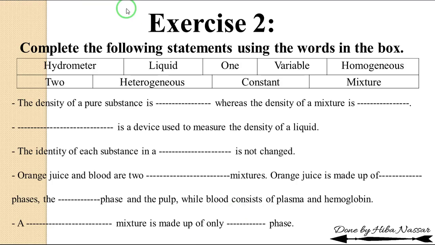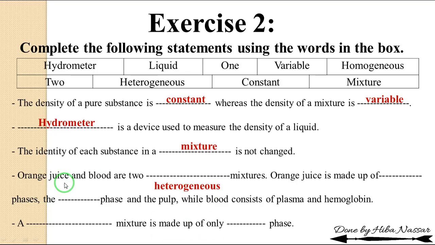Now moving to exercise number 2. Complete the following statements using the words in the box. The density of a pure substance is constant, whereas the density of a mixture is variable. Hydrometer is a device used to measure the density of a liquid. The identity of each substance in a mixture is not changed. Orange juice and blood are two heterogeneous mixtures.